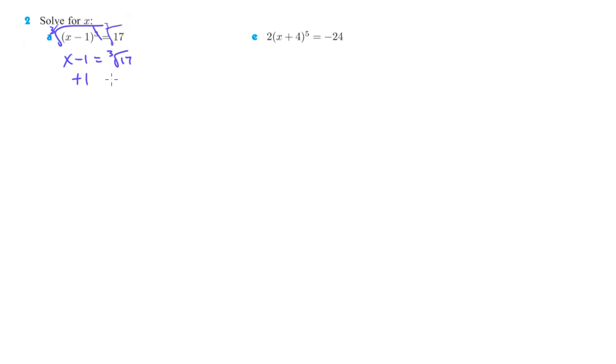So then our last step is going to be to add 1, and the cube root of 17 does not simplify, so we just leave it. x equals 1 plus the cube root of 17.